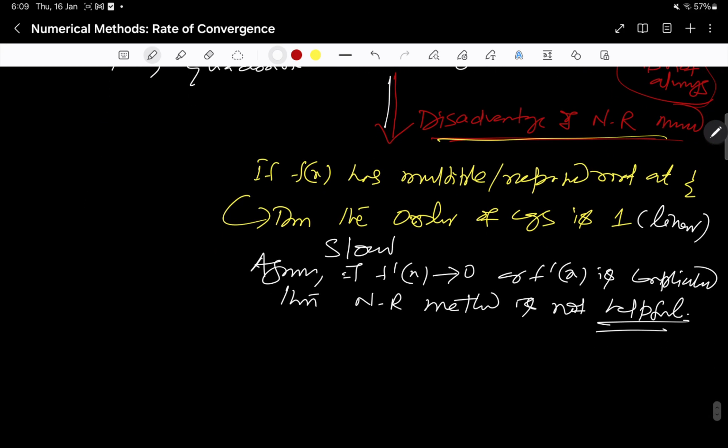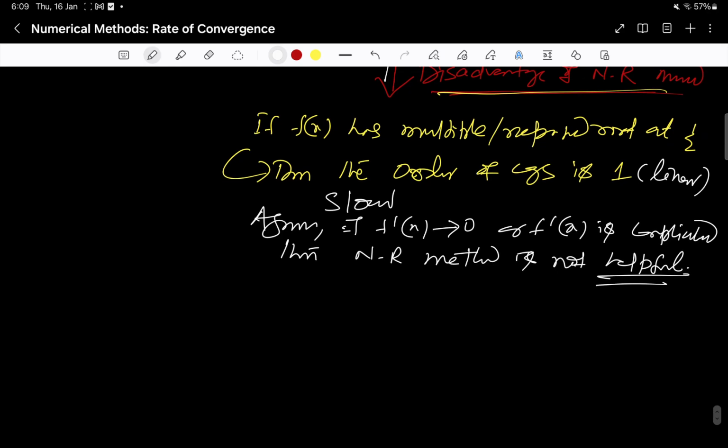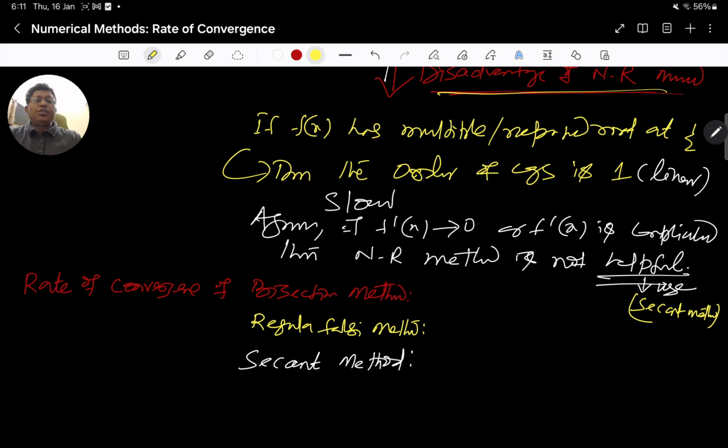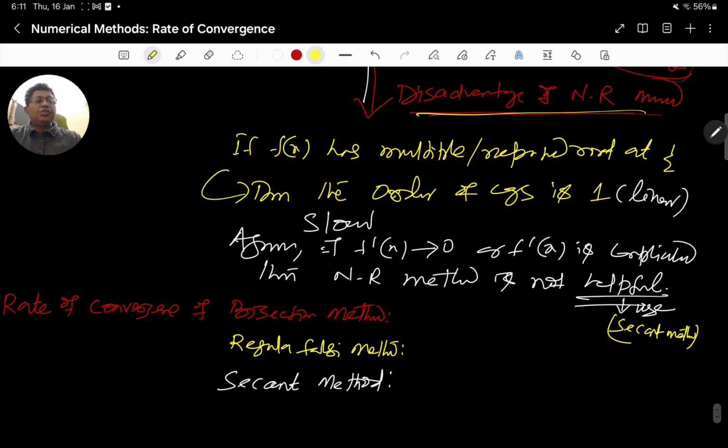Now I will just mention the rate of convergence of other methods without the derivation. So here the NR method is not that much useful, but in this case we use the secant method. So without derivation, I will just tell the convergence of other methods. So to conclude, we see the rate of convergence. Right, this is your ζ.